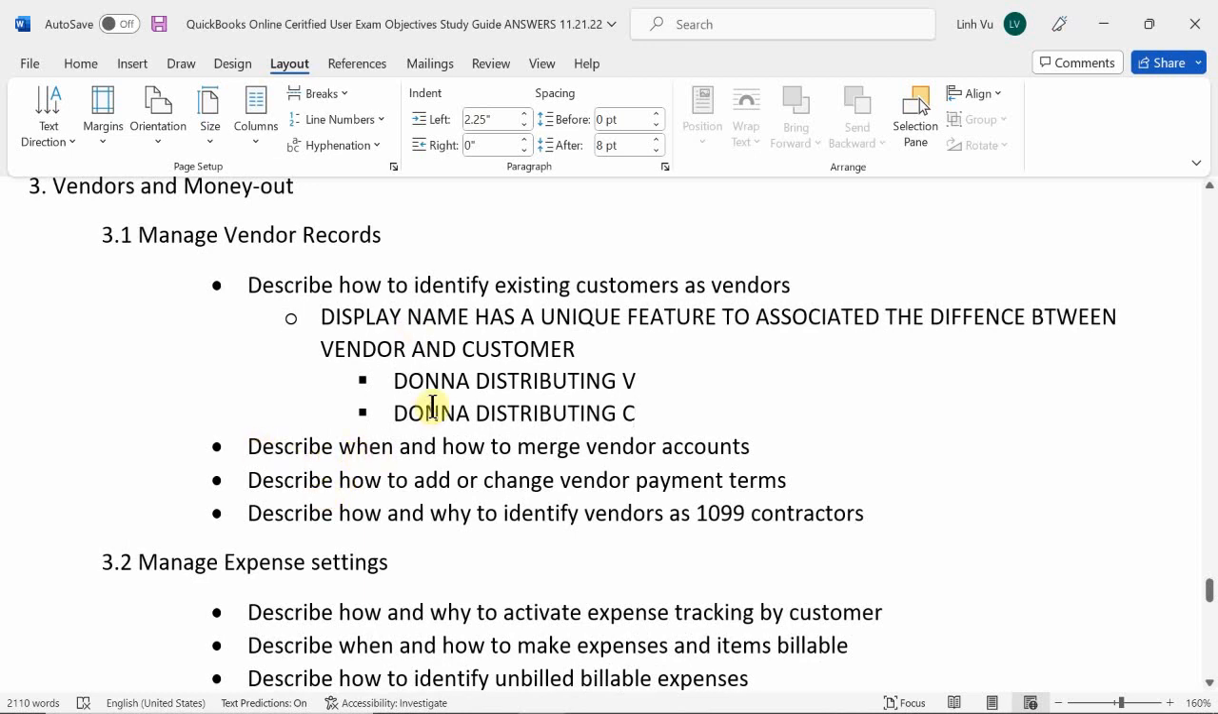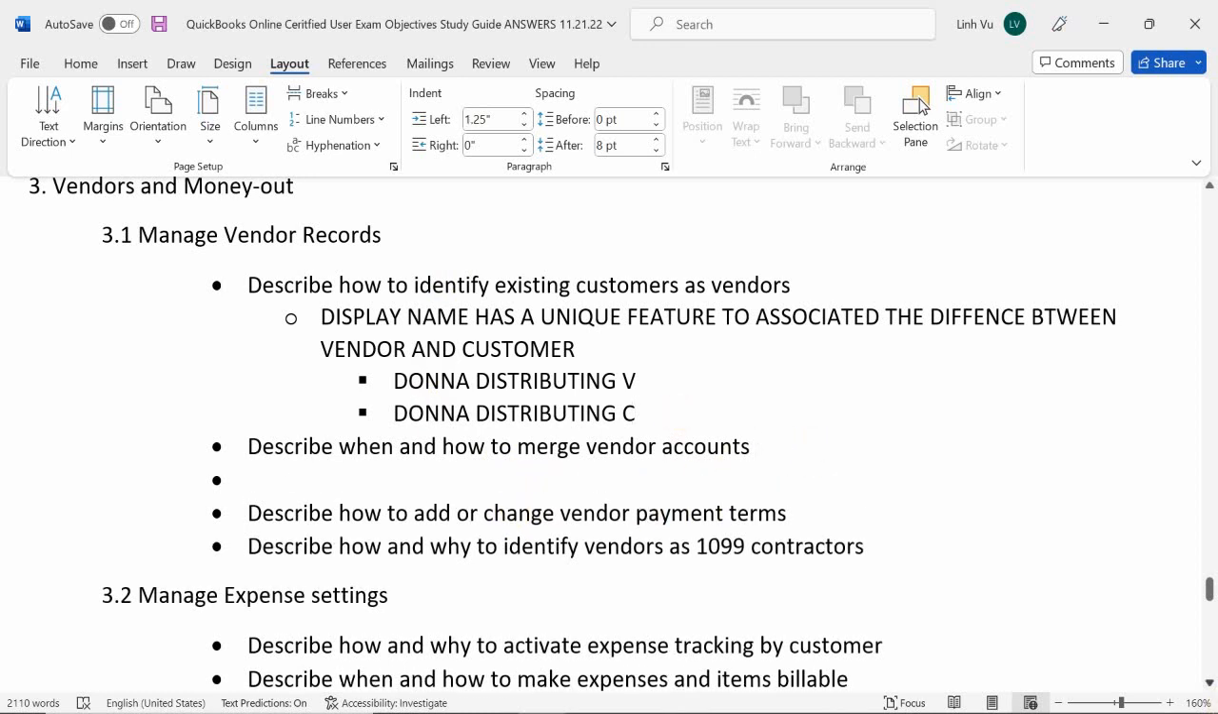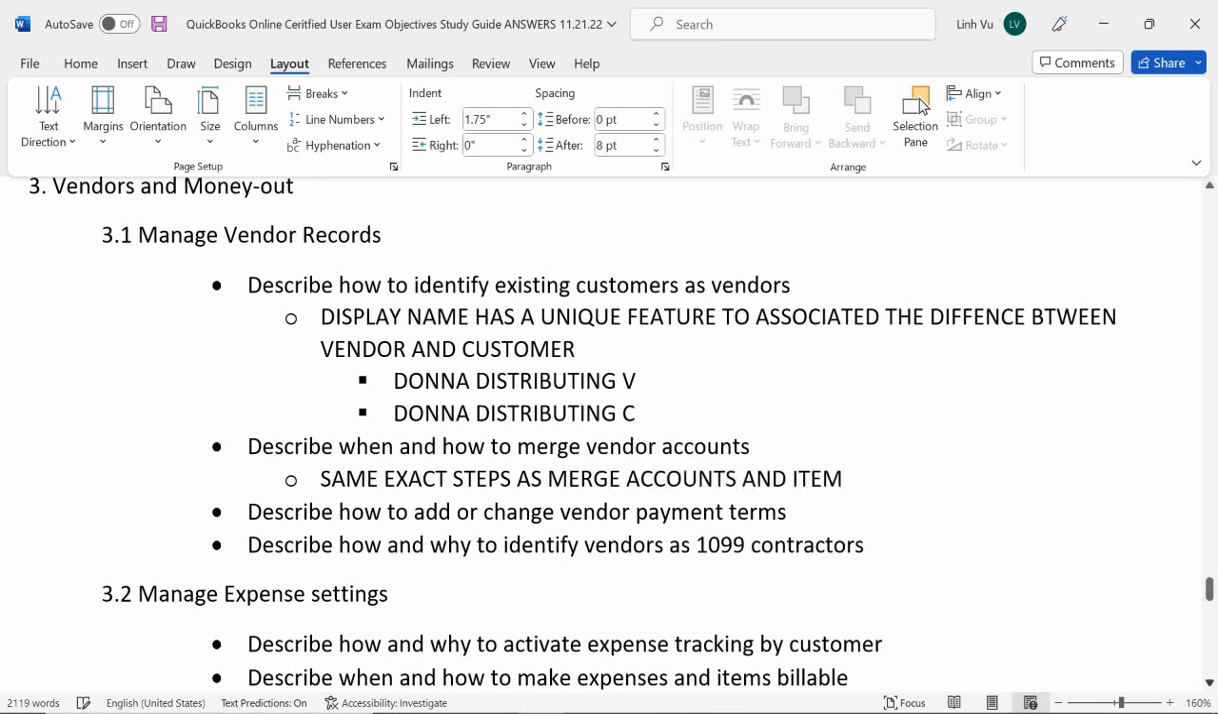All right, describe when and how to merge vendor accounts. This is going to be the same exact steps as merging accounts and items. The only difference is they don't have to have an account type or a detailed type. Those don't matter, but you do want to pick which one you want to keep. You edit the one that you want to copy the name from, and then you edit the vendor's information to override the display name to the correct name that you do want. So that's what I mean by the same exact steps as merging accounts. You guys can fill that information in.